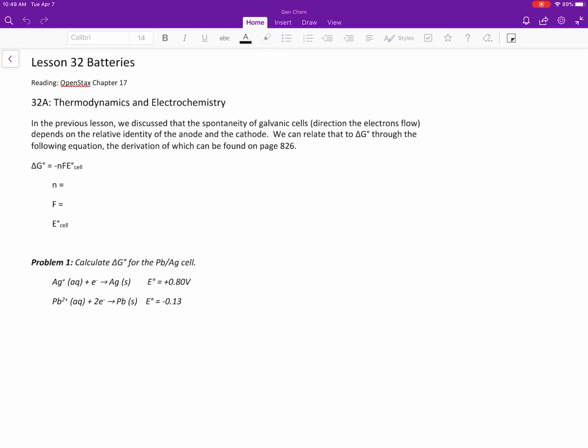So today we're going to do lesson 32, which is going to be all about batteries. We're going to do some calculations and talk about battery components, some conceptual information that you need to make sure you know. And we're getting to the end of chapter 17 about electrochemistry. So, thermodynamics and electrochemistry.